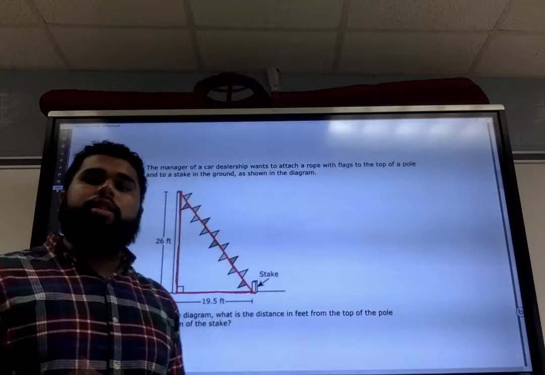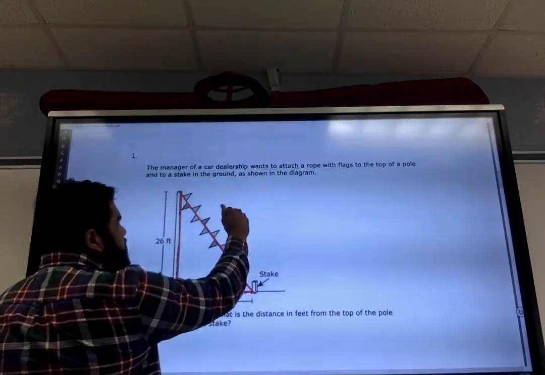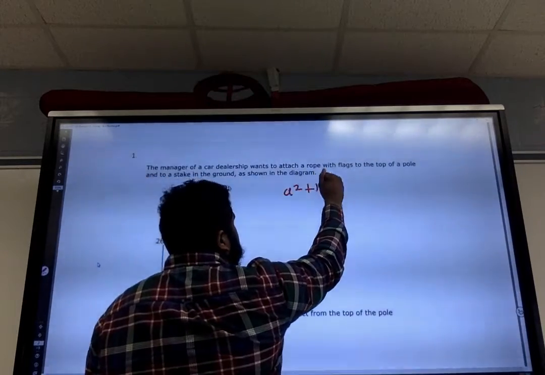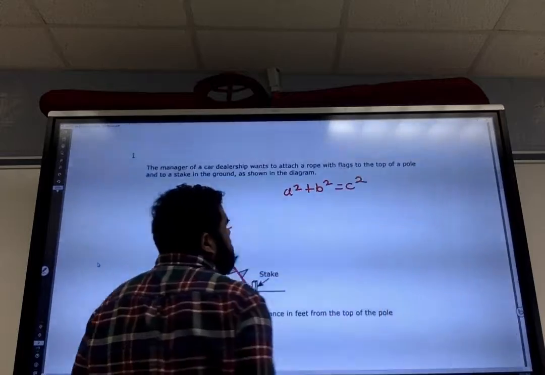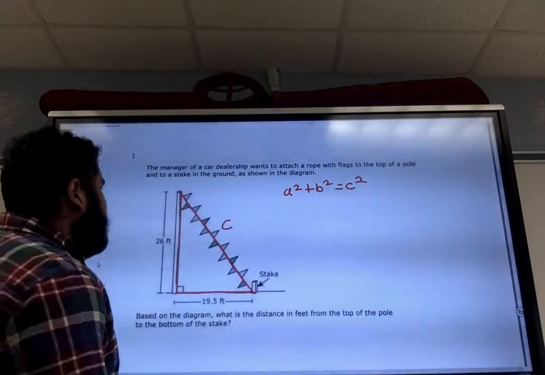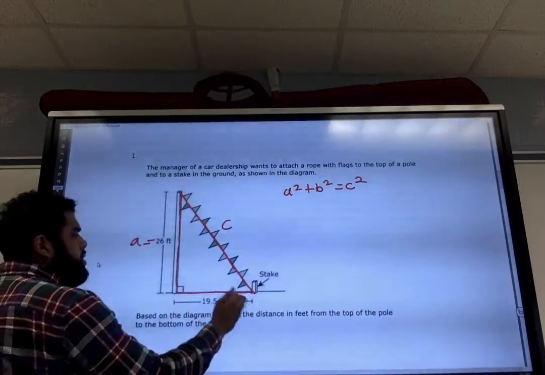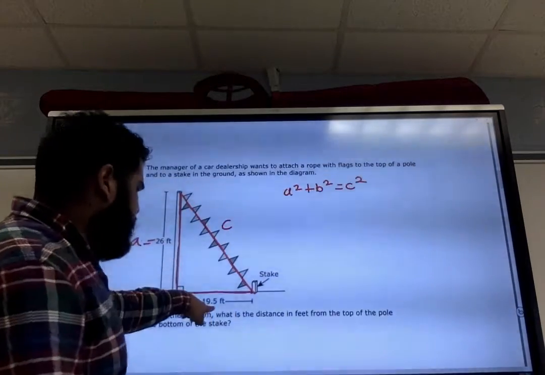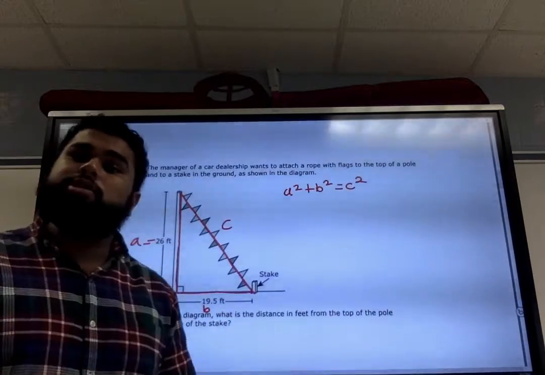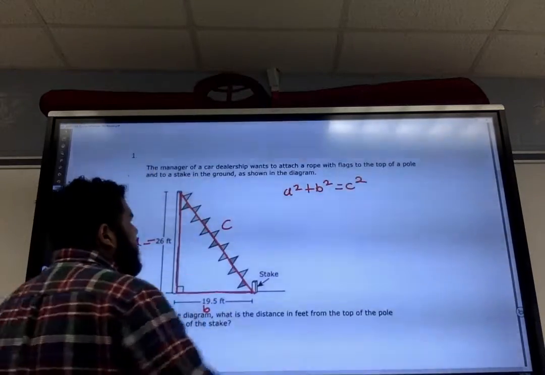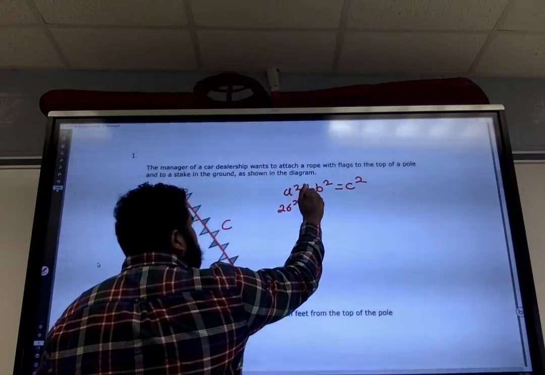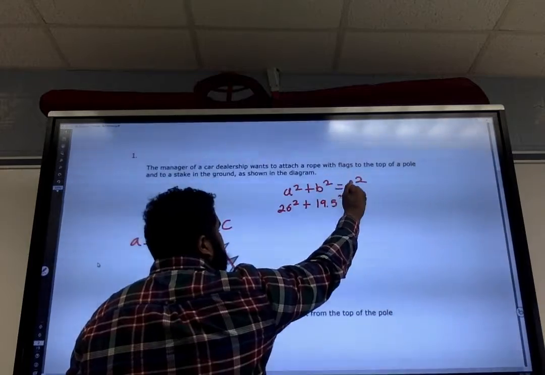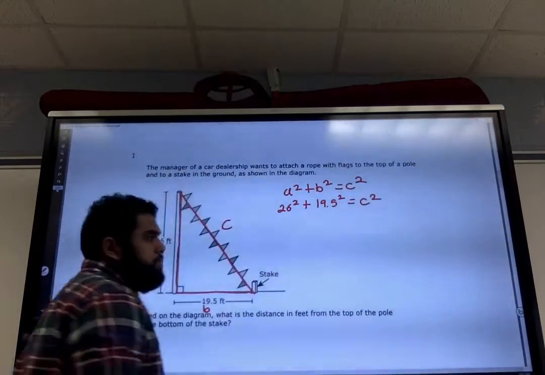Now that I have my right triangle, I know the formula I use to find the hypotenuse, or C, is A squared plus B squared equals C squared. So, A is right here, and B is 19.5. Again, it doesn't matter. A can be 19.5 and B can be 26. You'll still get the same answer. So A equals 26. That'll be 26 squared plus B squared, which is 19.5 squared equals C squared.